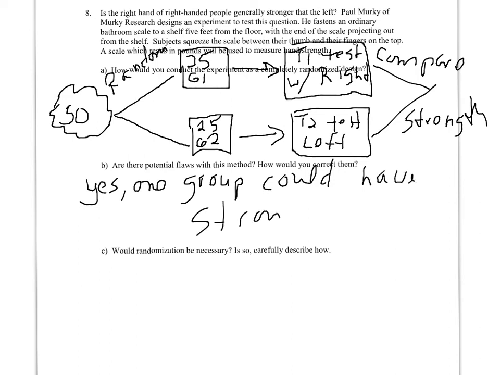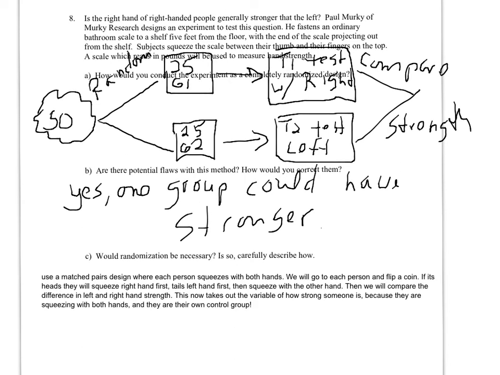And so what we could do now is to do a matched pairs design. So instead of having this overall happen, let's have each person squeeze with both hands. All right, and so that's going to be the important part. So now we're going to be doing this as a matched pairs design. And randomization, so how would you correct them? I would use a matched pairs design where each person squeezes with both hands. We will go to each person and flip a coin. If it's heads, they will squeeze with their right hand first, tails left hand first, then squeeze with the other hand. And there's our randomization right there.